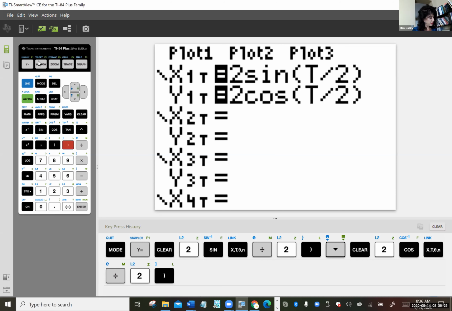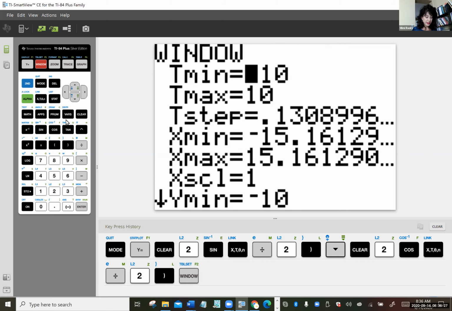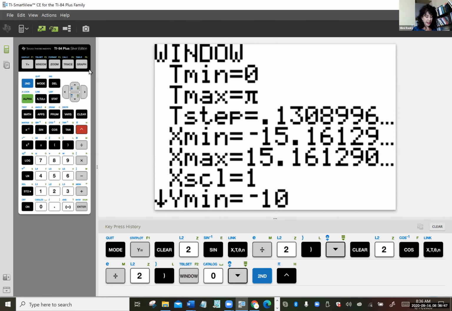And then I'm going to check my window, and my window is -10 to 10, which is plenty. That's fine. It's actually a bit much because it's going to wrap around itself. So I'm going to cut back on the range here. I'll have my t minimum be 0. And just for kicks and giggles, I want you to see what would happen if I put my t maximum as being just pi, and then I hit graph.